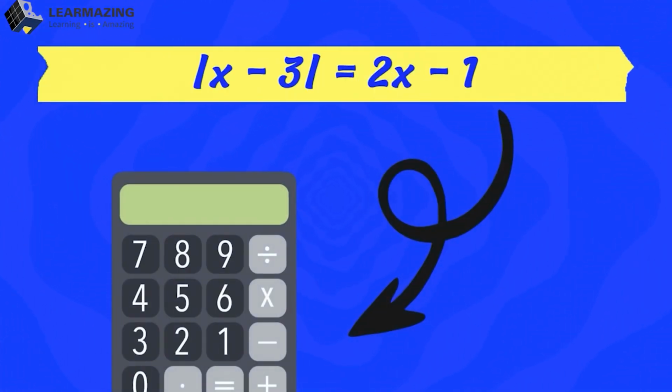Don't solve absolute value equations. Just graph them. When you see something like absolute value of x minus 3 equals x minus 1, graph both sides on Desmos, find the intersection, and it's gonna be way faster.